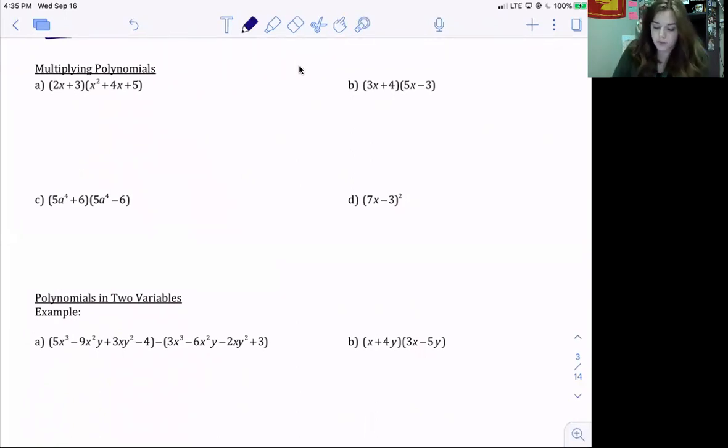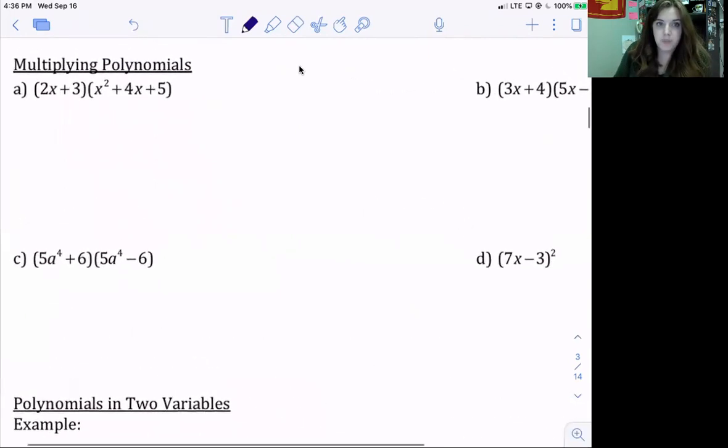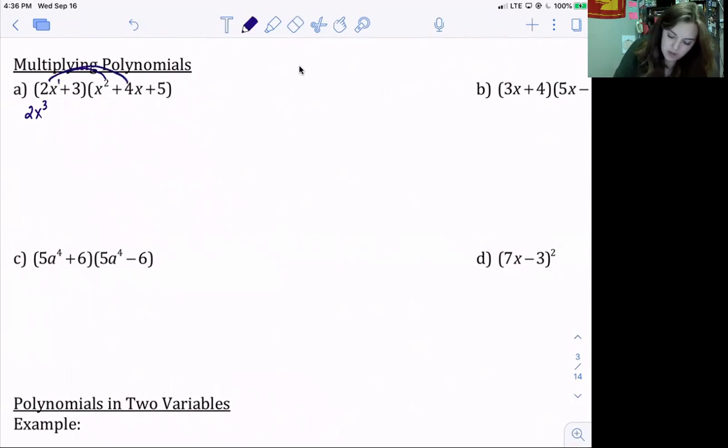So we're going to distribute. So I'm going to zoom this in a little. Okay, so 2x times x squared gives us 2x cubed, because we have x to the first and x squared. Add those together, you get 3. We have 2x times 4x, which gives us plus 8x squared. 2x times 5 gives us 10x.